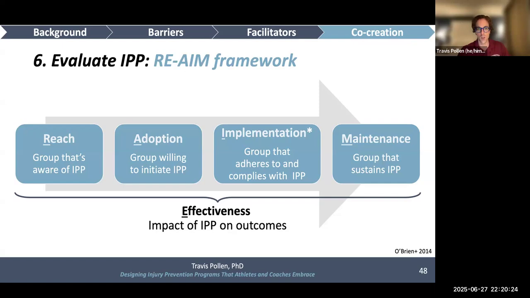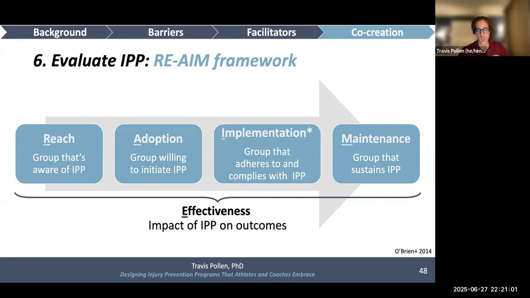So did the program reach the people that we were trying to reach? Did they voluntarily adopt it and were they willing to initiate it? And then as far as implementation goes, did they actively participate in it? Did they comply with the dosage that we had prescribed, the number of sessions per week, the number of exercises per session, the timing that we agreed to, and the frequency that we agreed to? And then lastly, or second to last, the maintenance component, were they able to keep up with it in the long term?